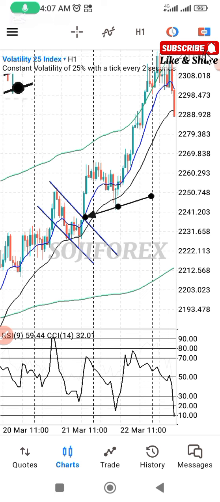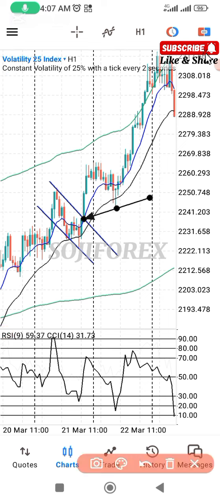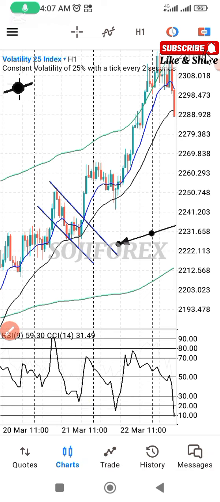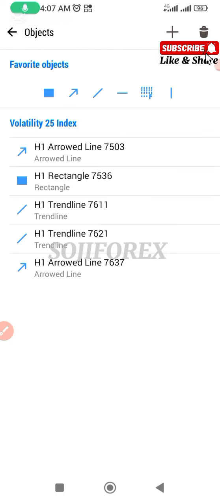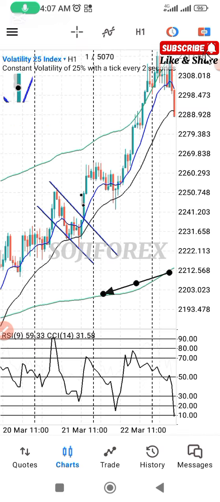Price breaks out of it to this point, and you will realize that CCI crosses the level of 30, returning from 20. So you make your entry there, and you will be in that trade. And afterwards, price gave us a fair value gap, which is an imbalance.